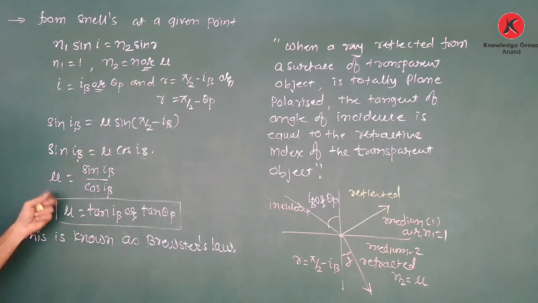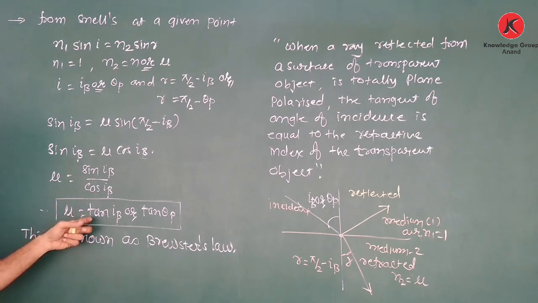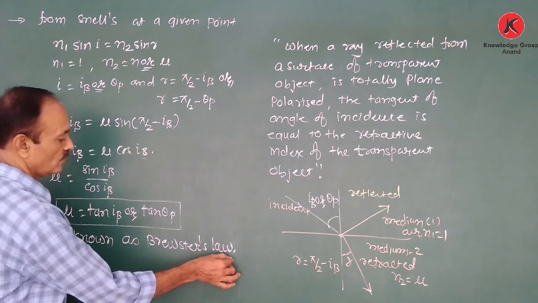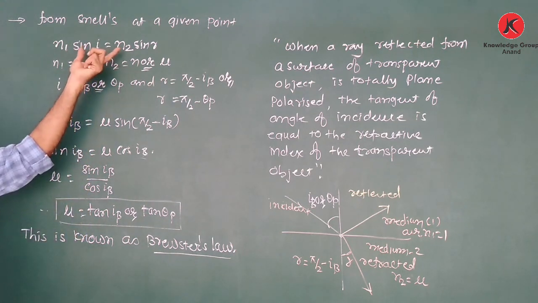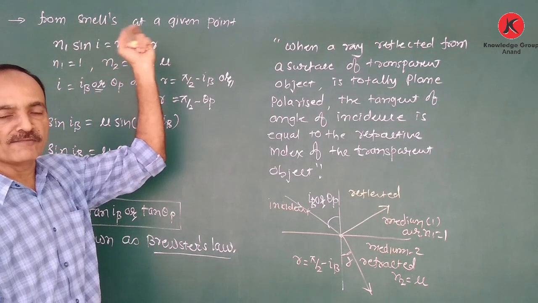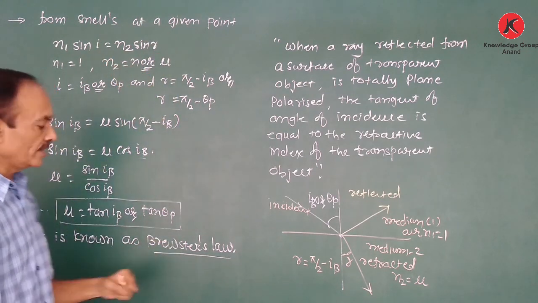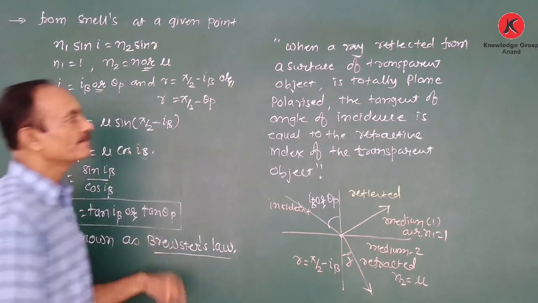Therefore, mu is equal to sin iB upon cos iB. Sine upon cos is tan, and mu is equal to tan iB, or tan theta B. This equation is known as the BREWSTER'S law. We derive this equation from Snell's law, n1 sin i is equal to n2 sin r. Here we substitute the particular values of n1, n2, i, and r, and we obtain mu is equal to tan iB, or tan theta B.